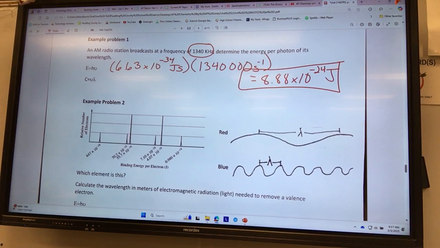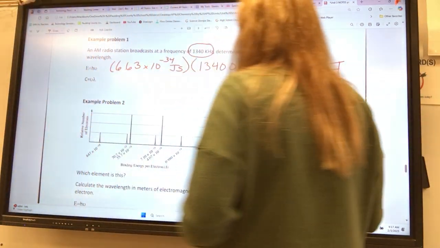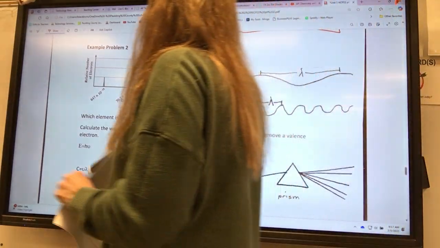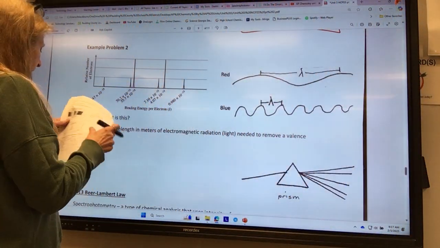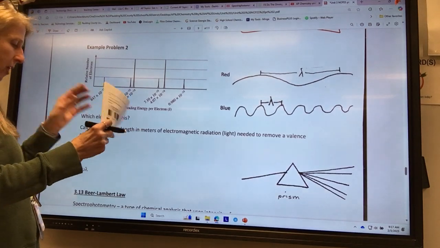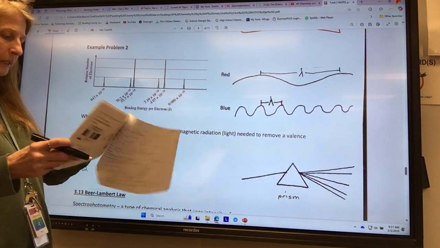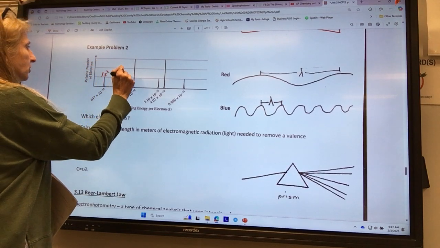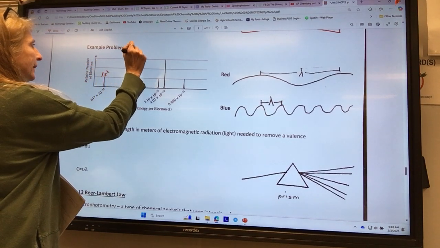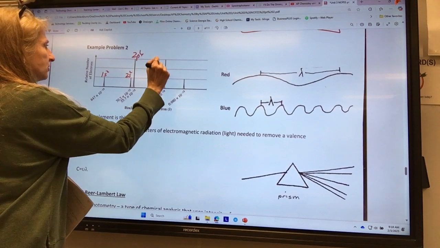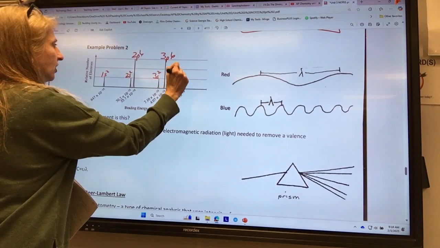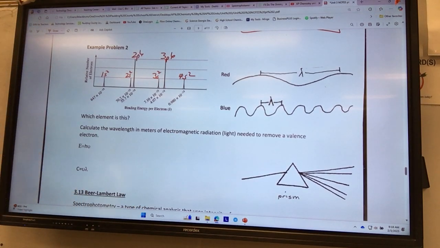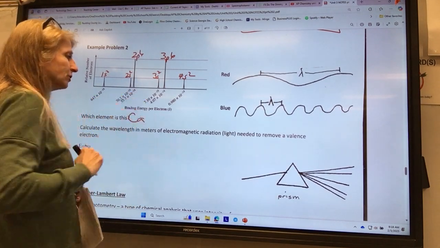Can I scroll? Okay, so here's another example. So sometimes we combine things we've learned. We've learned how to read these diagrams. Let me get on my right page here. There it is. Okay, so we know this is 1s2, 2s2, 2p6, 3s2, 3p6, 4s2. So what element is that? Calcium. Yay, y'all are so smart.